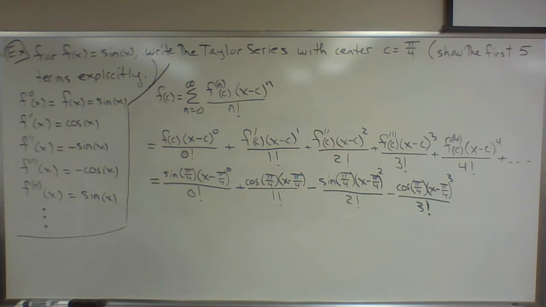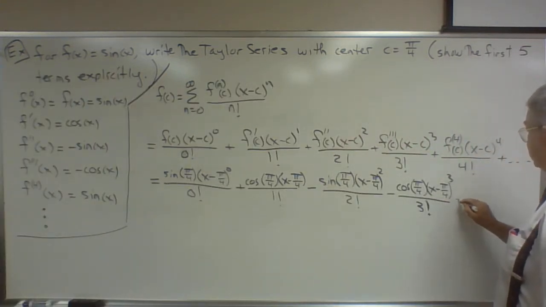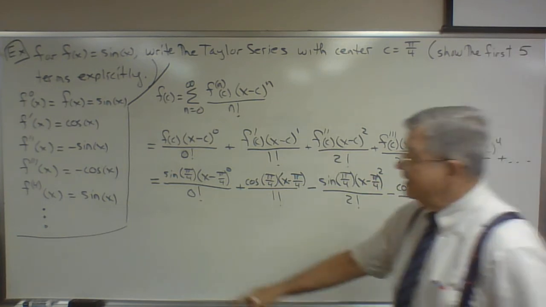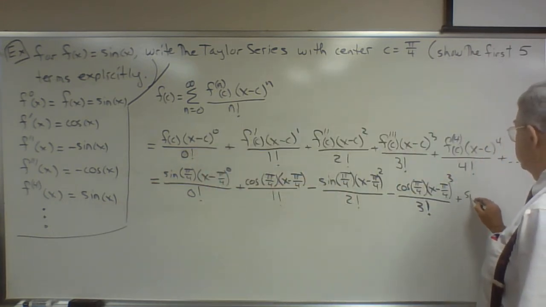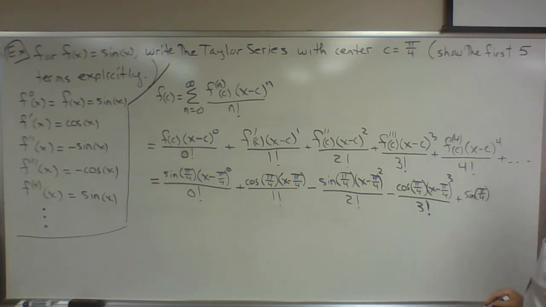And our last term that we'll show explicitly, the fourth derivative, which is sine of x evaluated at c, pi over 4, times x minus c to the fourth over 4 factorial, plus dot, dot, dot.